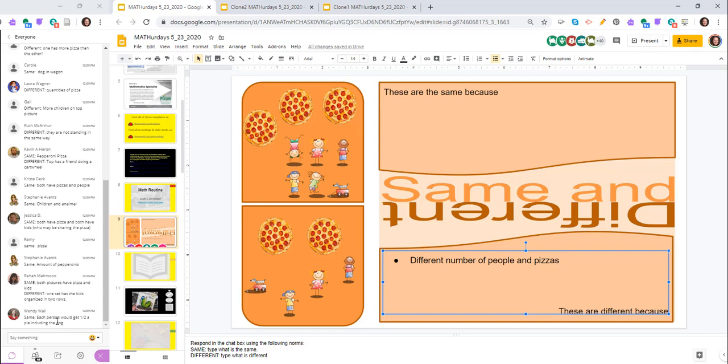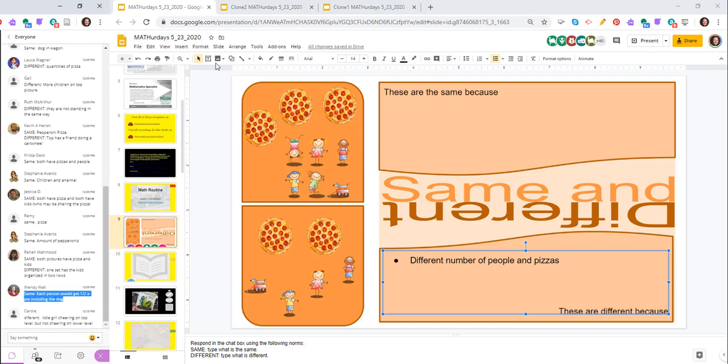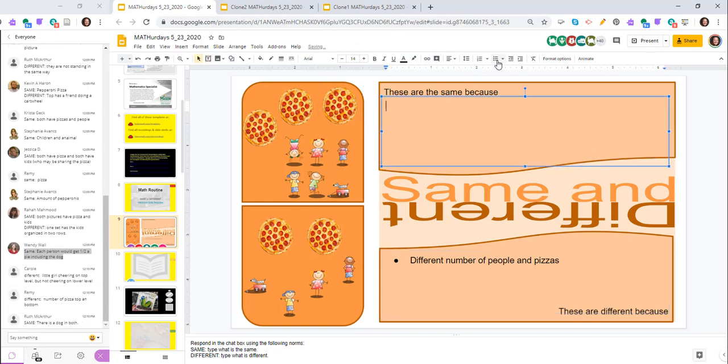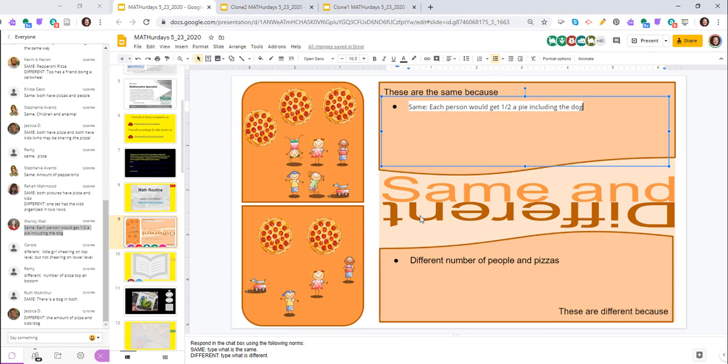So let's see, Wendy, tell us about your same. So if we include the dog as a pizza pepperoni consumer, then each person could share a pie and they could get a half. So in the top and the bottom, everyone would get 1/2 of a pie. Interesting. So everyone's getting half of a pie if we also give the dog a half.